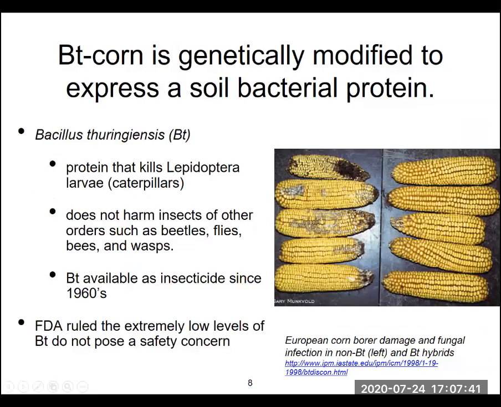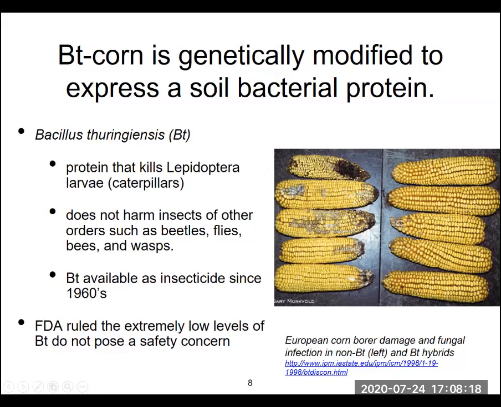So if we take a look at this, BT corn, as we talked about before, Bacillus thuringiensis, abbreviated as BT, that's the bacteria, but it's also described as the protein. So we've got a genetically modified corn plant. In essence, all the seeds, all the plants within this strain are going to express that soil bacteria protein. And so basically what happens is this protein then kills the caterpillars, but doesn't harm other insects that would be potentially in the same region. So it kills the things that would be feeding upon it.